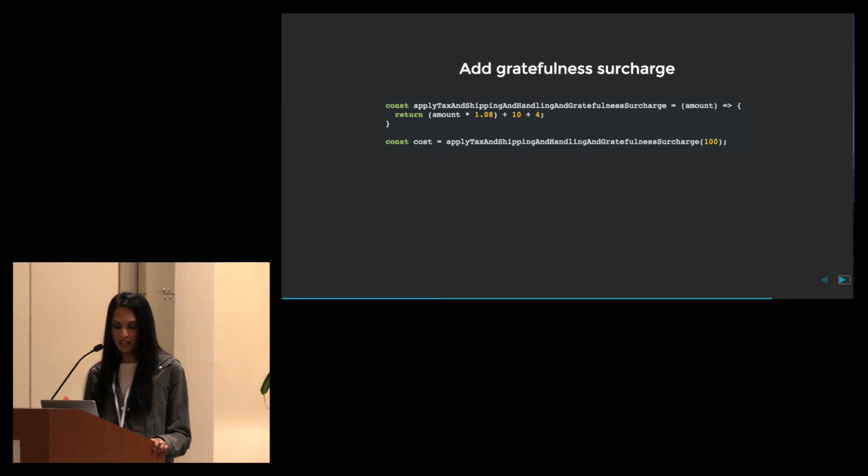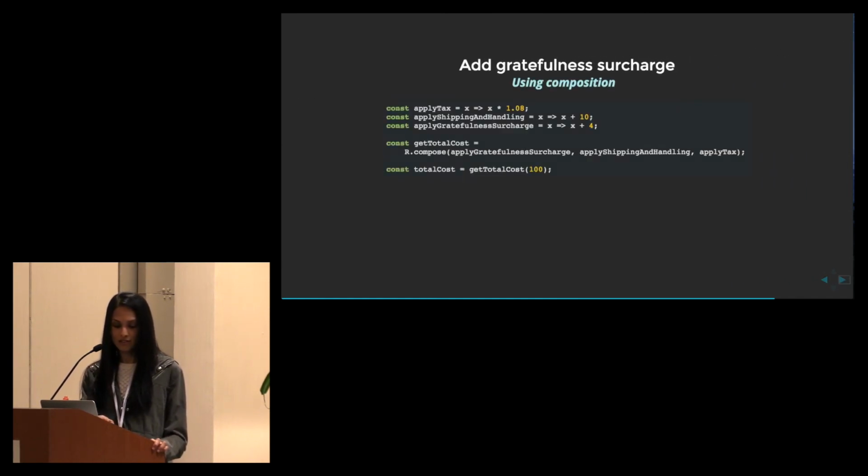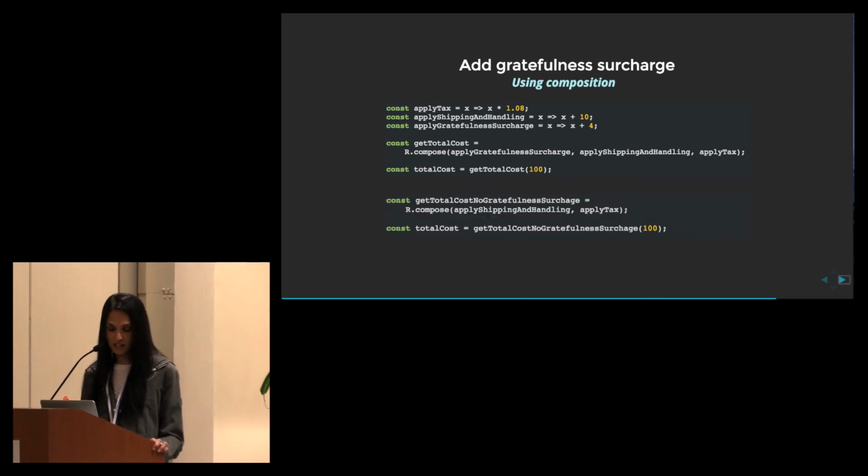So then later, let's say you need to add a gratefulness surcharge or something. So you can either update your function to just add the $4 gratefulness surcharge, or you can use composition and create a new simple function that adds 4 as a gratefulness surcharge, and you can pop it onto your compose stack. And now it first applies tax, then applies shipping and handling, and then applies gratefulness surcharge. And later, if you're like, okay, I don't want to apply this surcharge anymore, I can also just compose it with the other two.